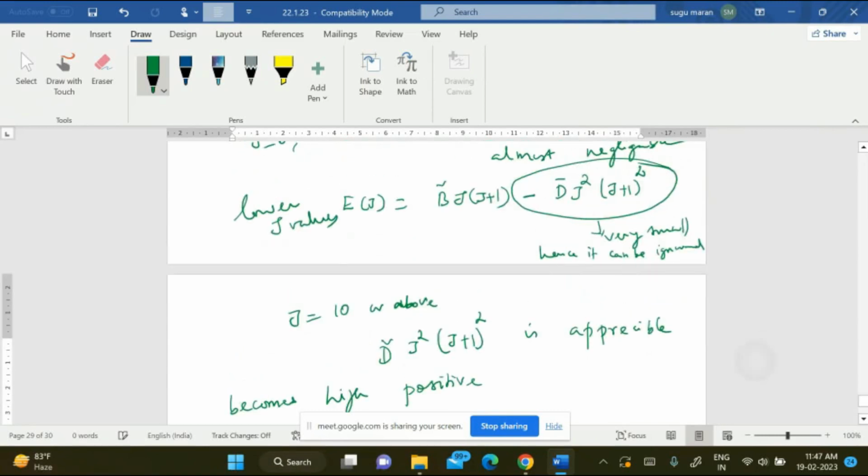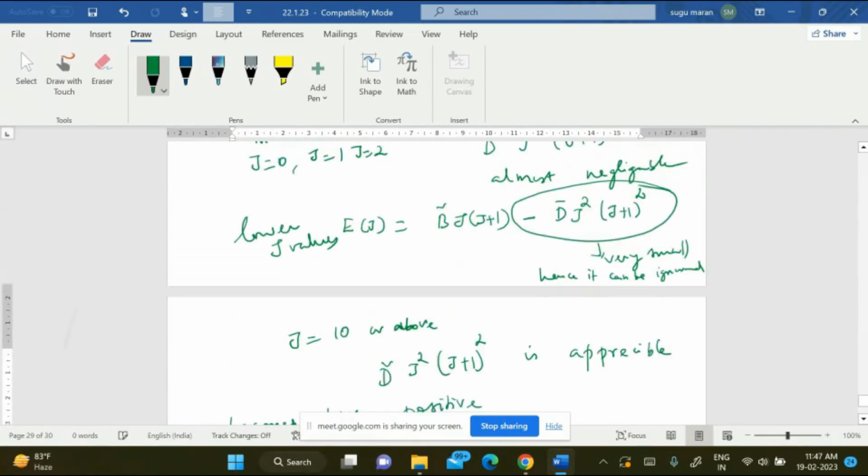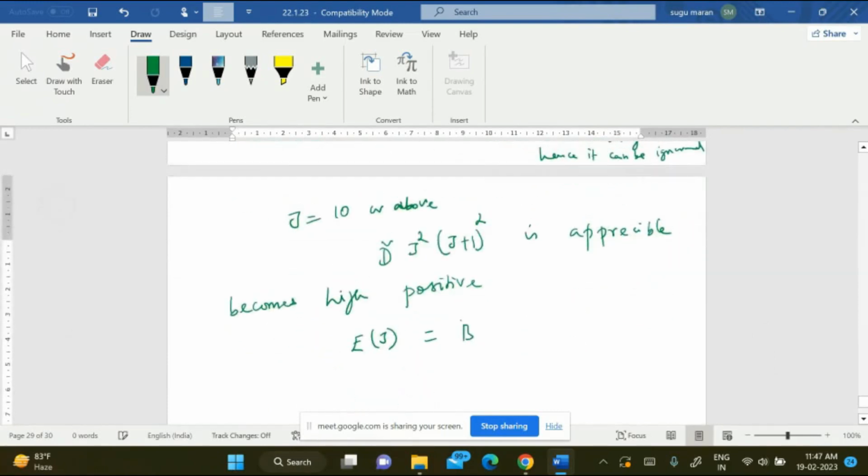So in this equation, E_J, which is nothing but B J(J plus 1) minus D bar J squared (J plus 1) squared, this part becomes a very high positive value. Therefore, your energy value decreases. At a higher value, this becomes small. From this total, you get that it decreases at higher values.